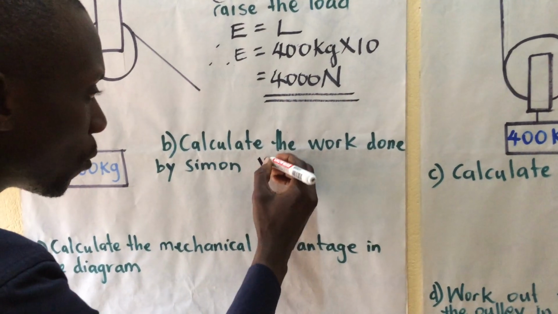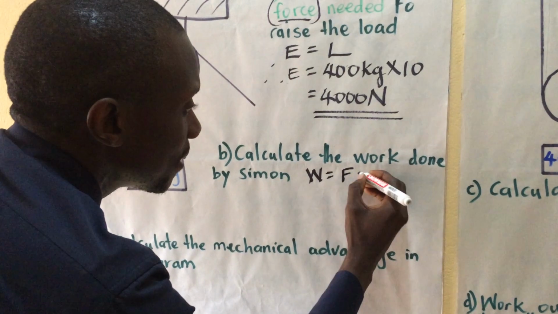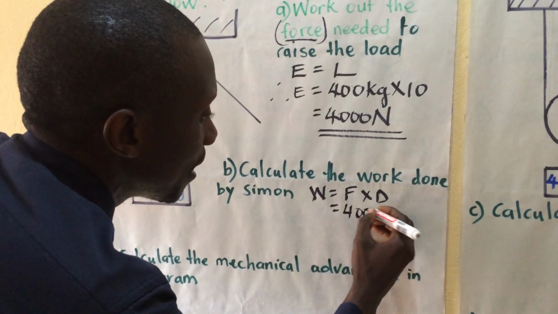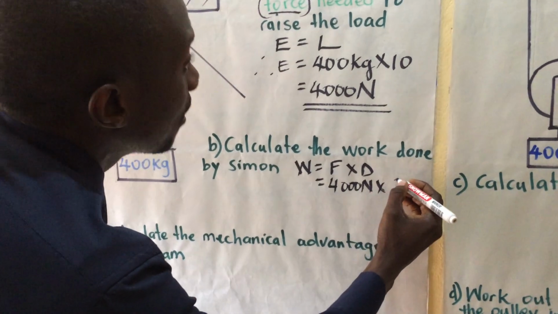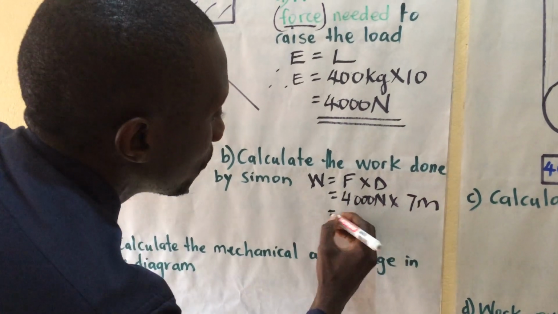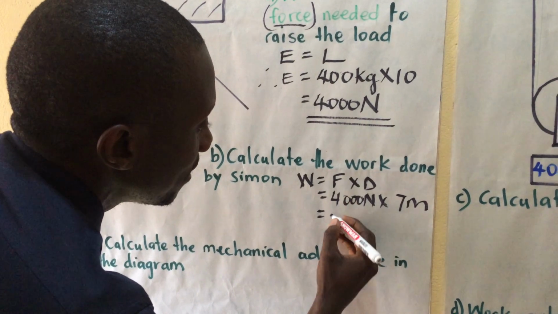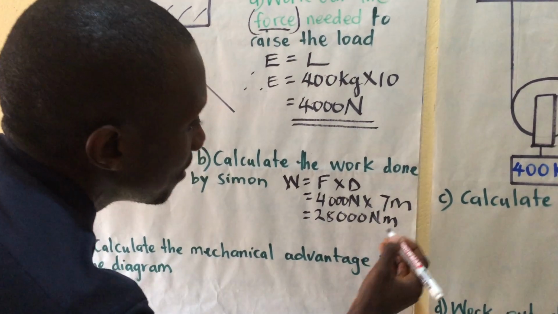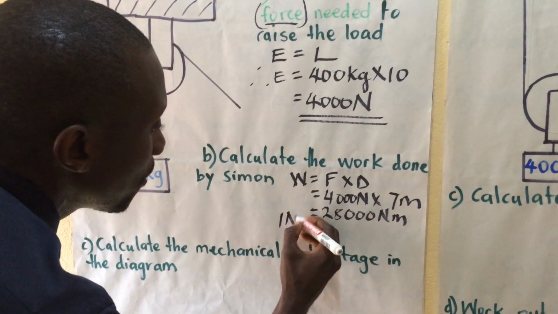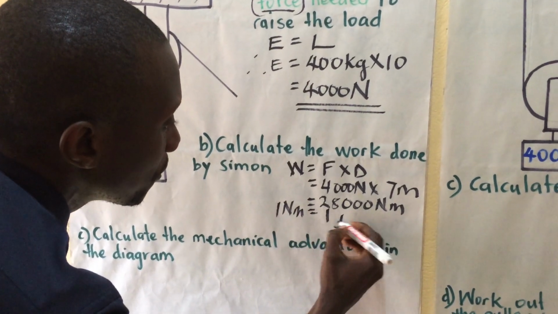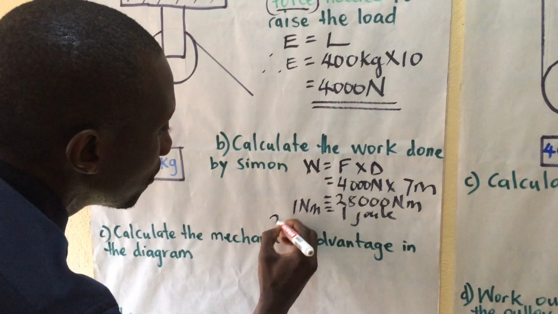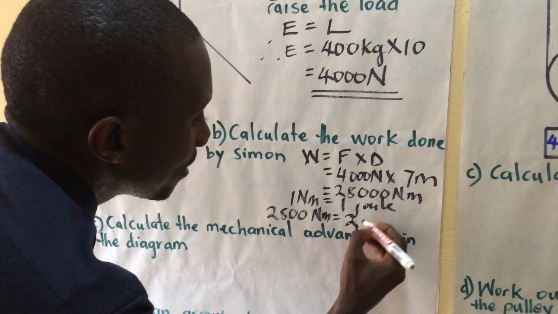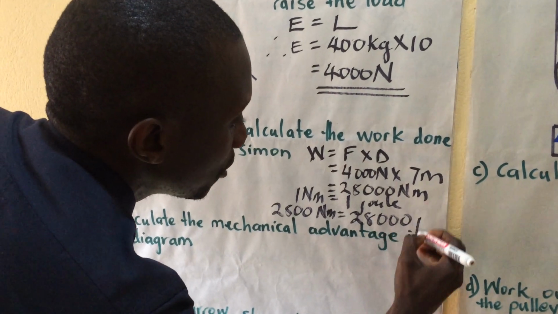We have always said work is equal to force times distance, which is equal to 4,000 newtons times 7 meters, which is equal to 28,000 Newton meters. 1 Newton meter equals 1 joule. Therefore, 28,000 Newton meters is equal to 28,000 joules.